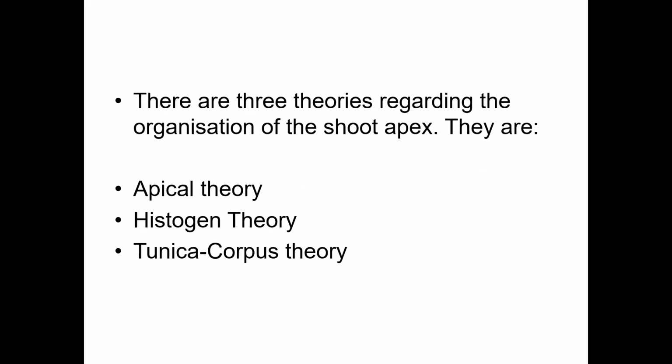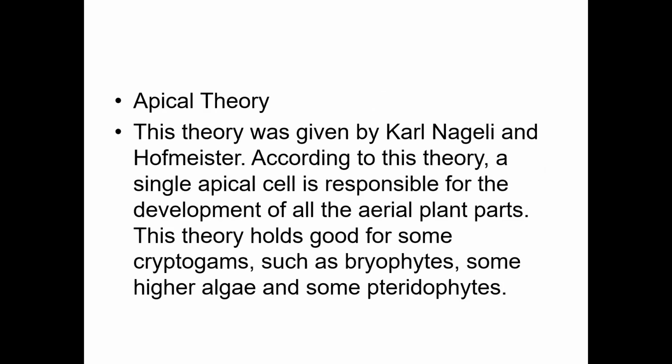So here mainly 3 theories are explained regarding the apical meristem. The first one is the apical cell theory, the second one is the histogen theory, and the third one is the tunica corpus theory. So the first one is the apical cell theory. This theory was given by Carl Nageli and Hofmeister.